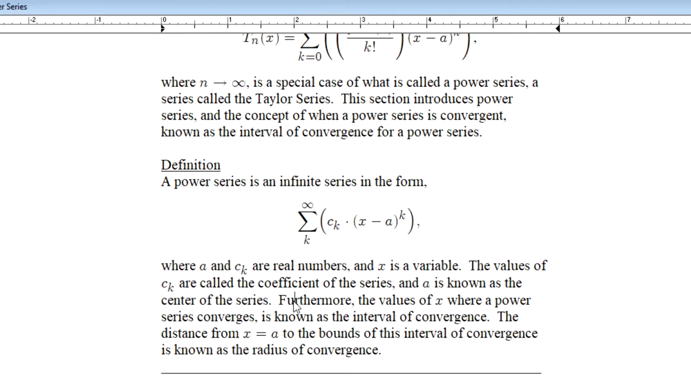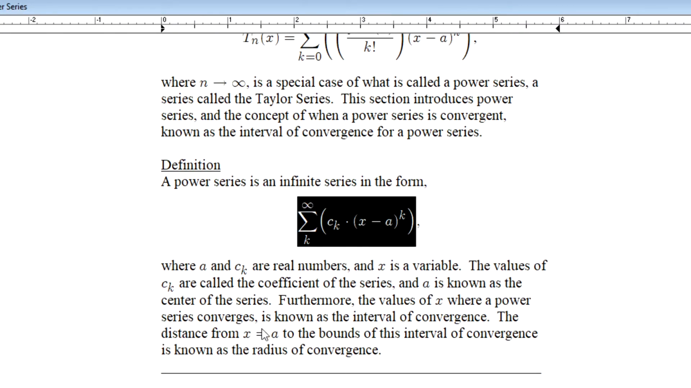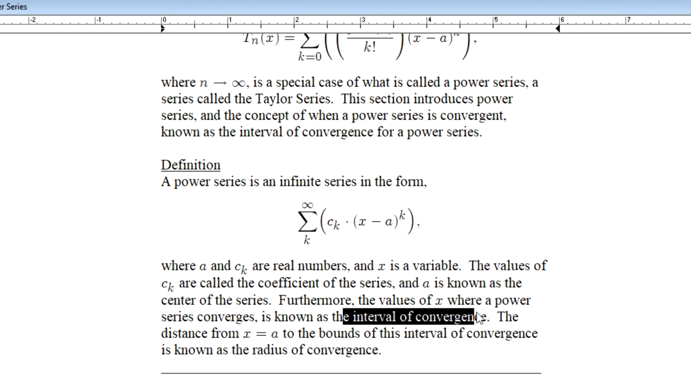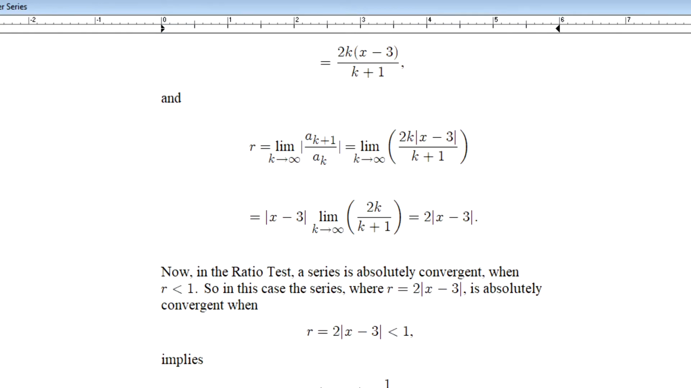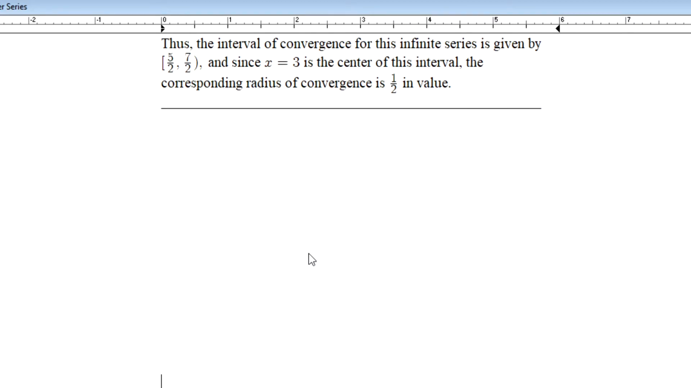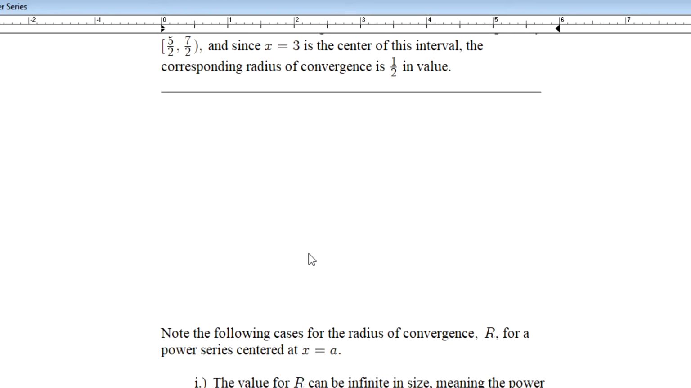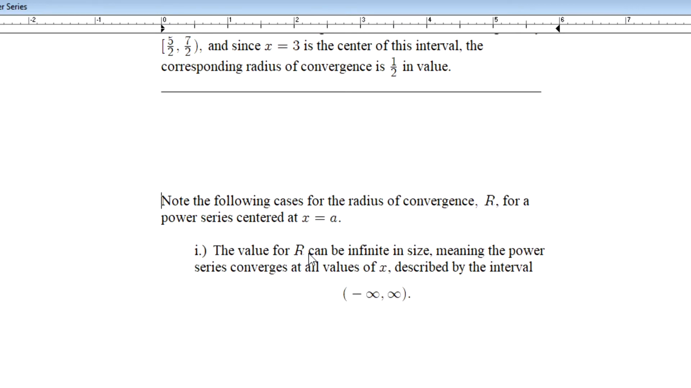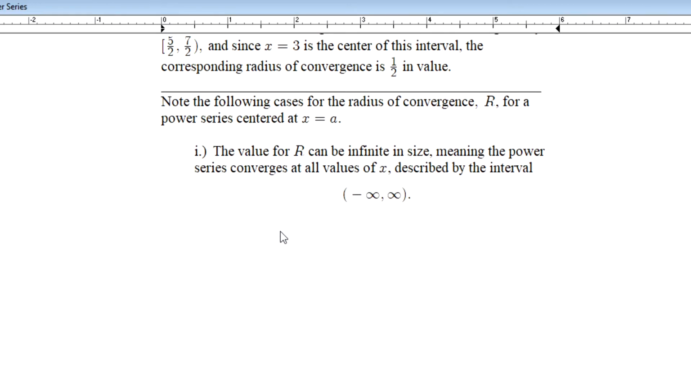The values of x where this power series converges is known as your interval of convergence. And the distance from the center to the bounds on this interval is known as your radius of convergence. Now, with respect to intervals of convergence and radius of convergence, there really are three cases that can occur depending upon that radius of convergence.